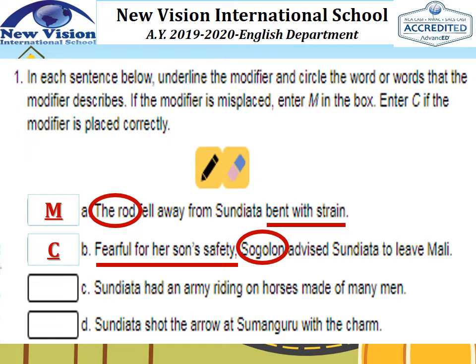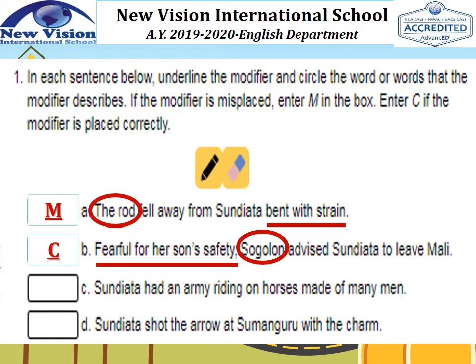Now, how are we going to correct it? What's the rule again? Great. We have to put the phrase or the word or the modifier near to the word or words it modifies. Okay? So, if we are going to correct it, the sentence will become, Sundiata had an army made of many men riding on horses. I repeat, Sundiata had an army made of many men riding on horses. Got it?